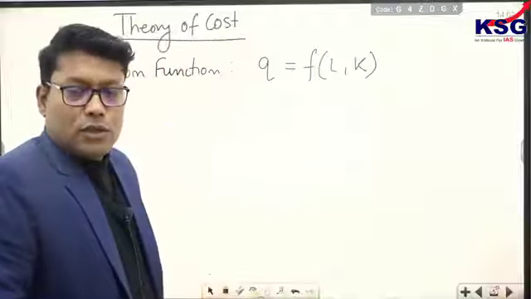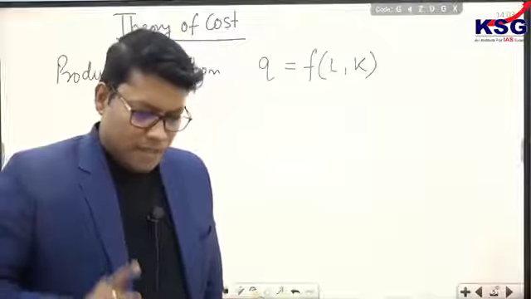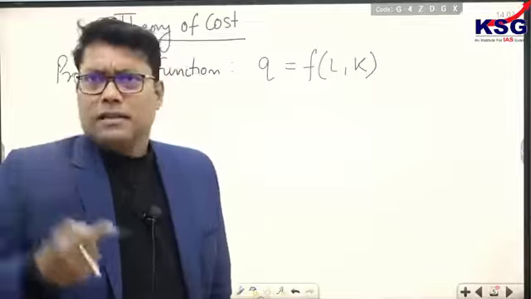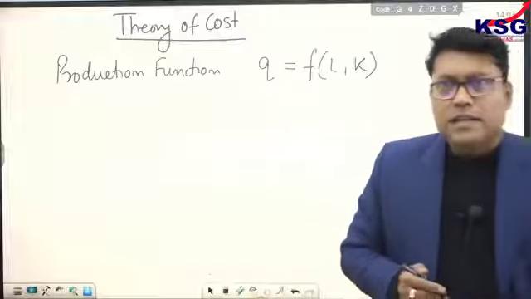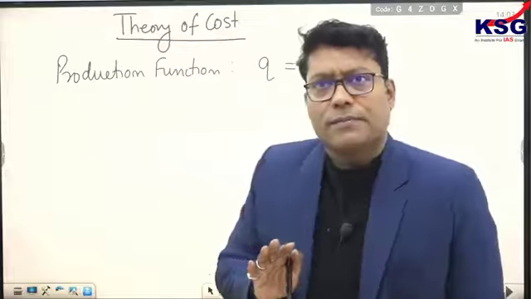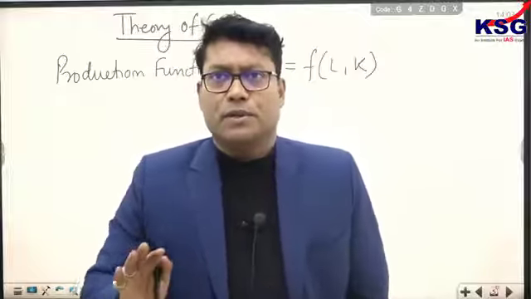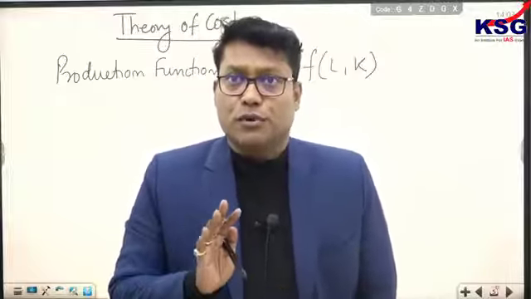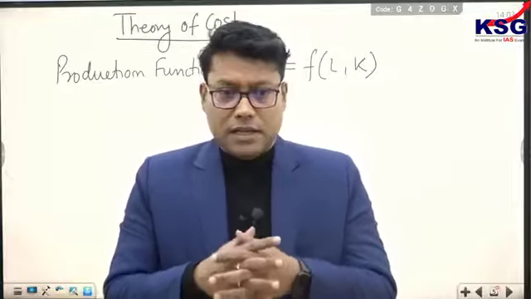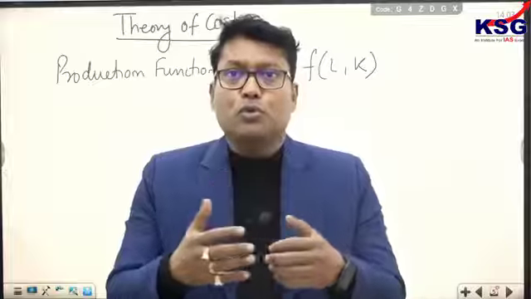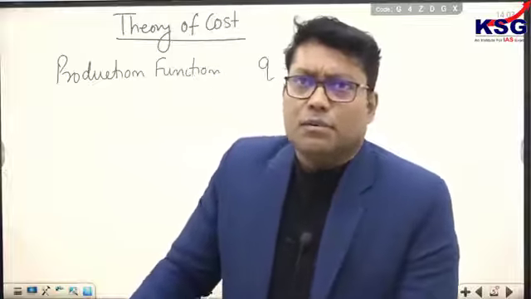We have already discussed this in another class. There are 4 factors of production: land, labor, capital, and entrepreneur. But the problem is that we can't explain more than 2 dimensions. Normally we are not explaining more than 2 dimensions.